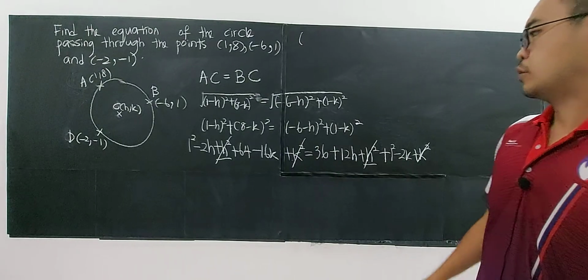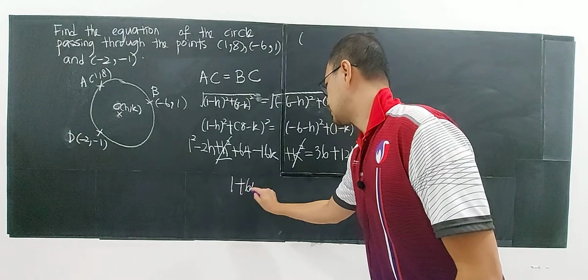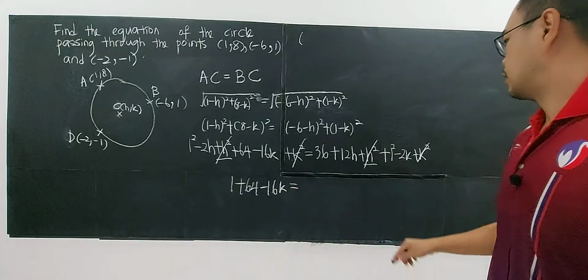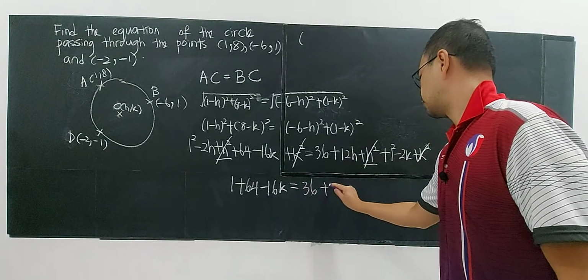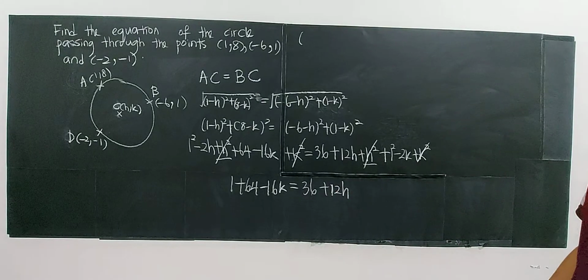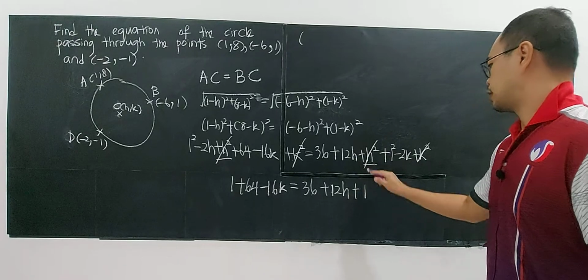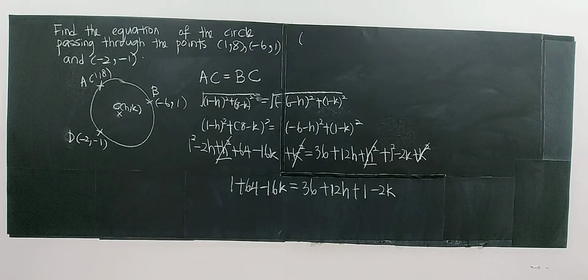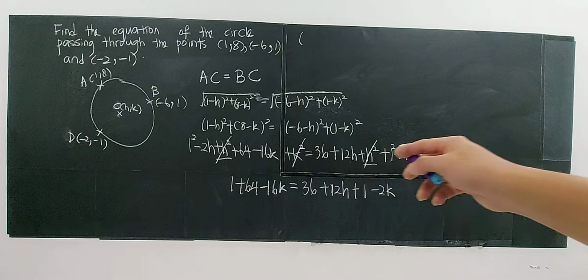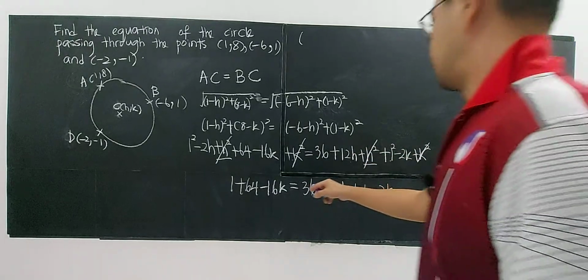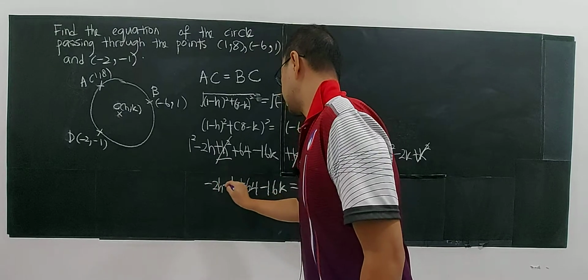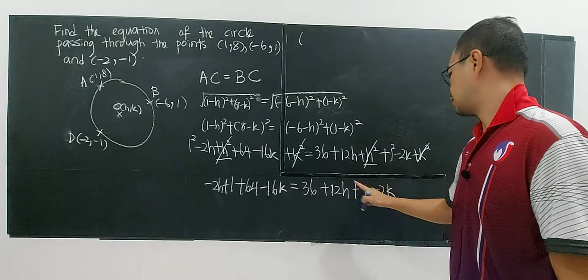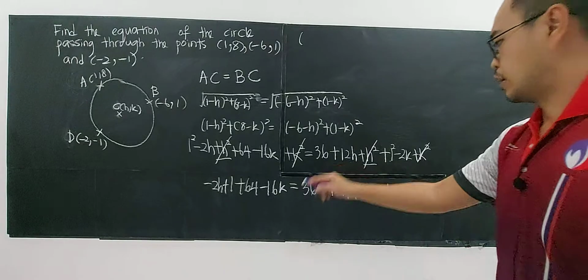Let's rearrange again. We have 1 plus 64 minus 16k, and here you have 36 plus 12h plus 1 minus 2k. Now, there is a negative 2h here, so negative 2h plus 1 plus 64 minus 16k equals 36 plus 12h plus 1 minus 2k. All right, let's rearrange this.